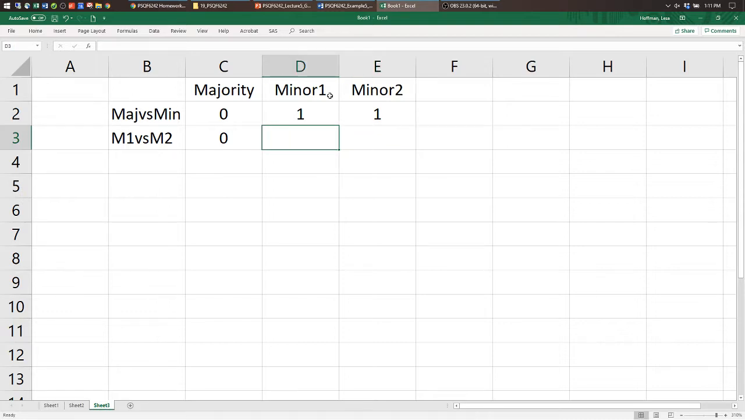Now here, I'm going to shake it up a bit. Minus 0.5 and 0.5. Yeah. They have a way between the minor 1 and minor 2.